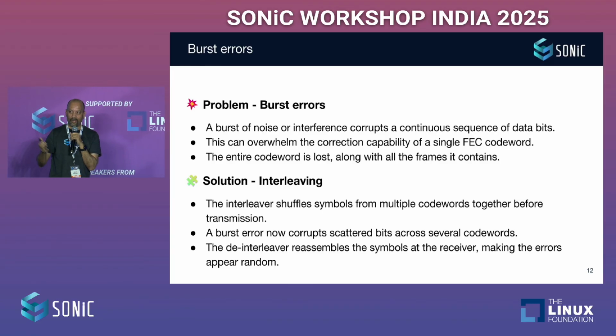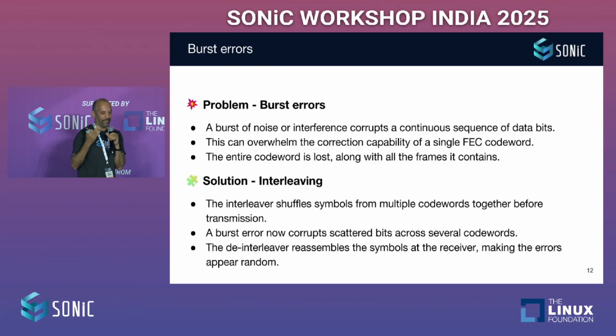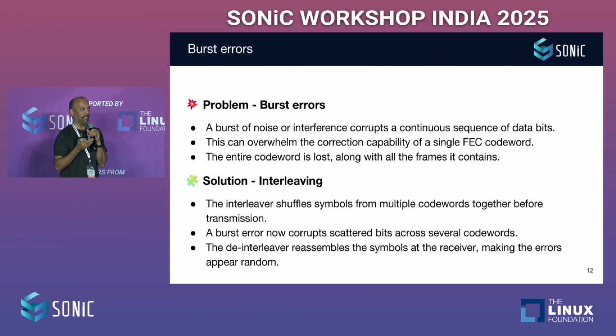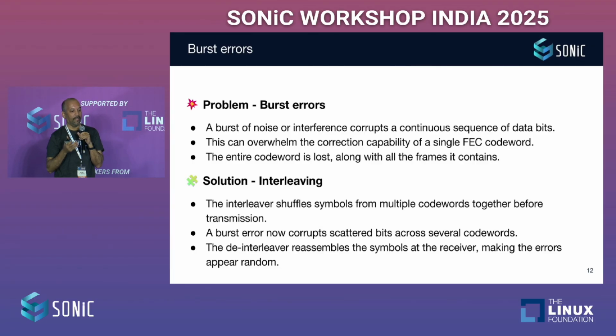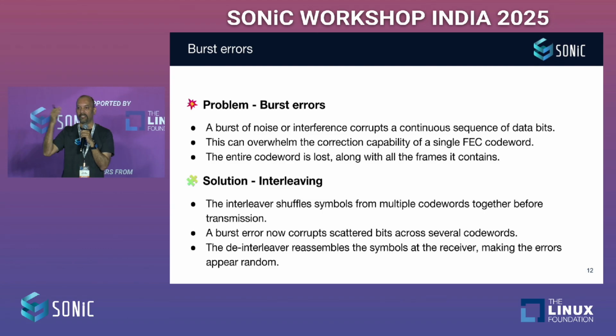So this is all great, but how do you actually go and implement it? The majority of the problems start coming up when a burst of noise or interference corrupts the symbols or the code words. That's where the problem starts. This can overwhelm the correction capability of a single FEC code word. The entire code word may get lost, right? So you are taking the frame, dividing it into multiple code words, and the code words are being transmitted. If a code word gets lost because of bursty noise or interference, you are starting to get into trouble.